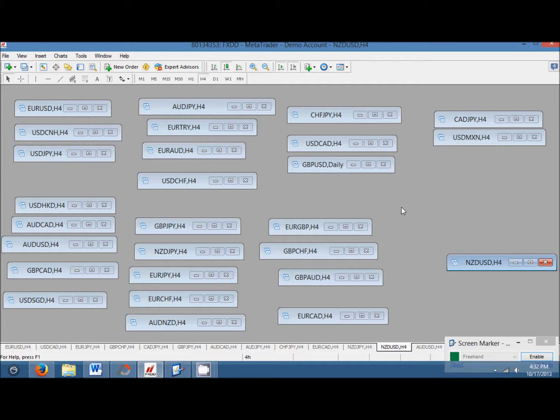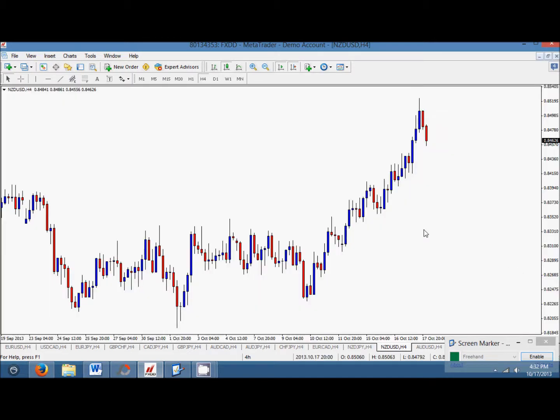Now in today's currency spotlight, we're going to be looking at three different currency pairs actually. Usually we only look at one, but a lot of things have caught my eye today on the chart, so I want to have a chance to explain them all to you. So the first thing we're looking at is a New Zealand dollar, US dollar 4-hour chart.